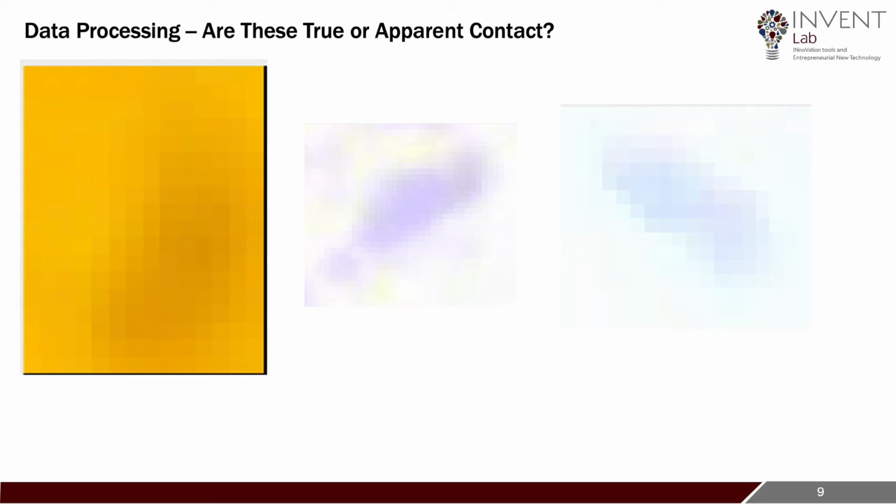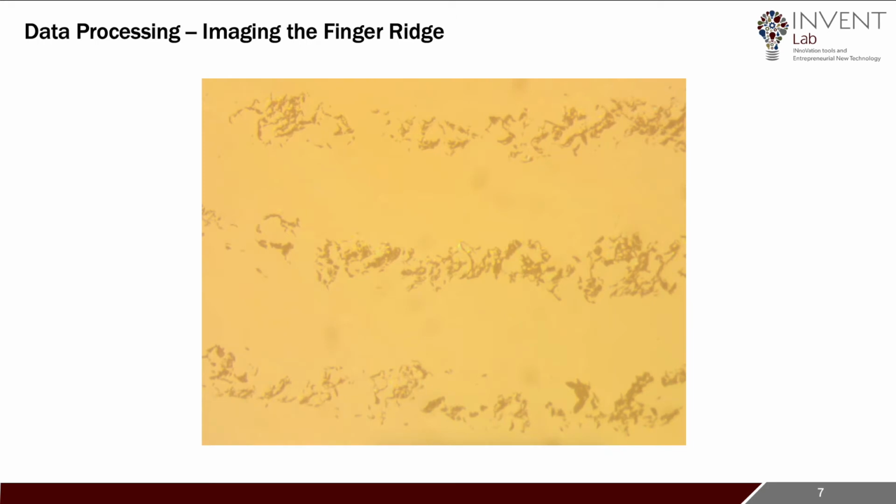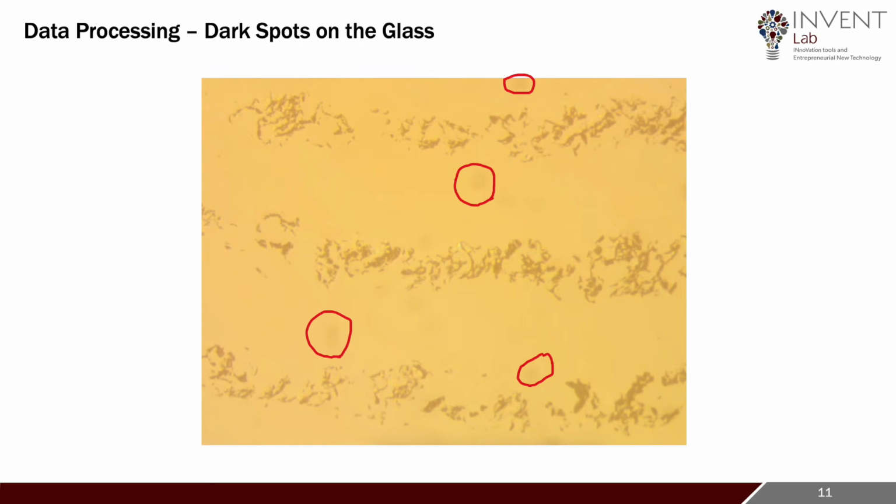This is where machine learning comes in. It would be very difficult to manually program all of the patterns that code for true or apparent contact. So what we do instead is give a computer a ton of examples with labels and have the computer figure out and learn the patterns on its own. In order to do that, though, first we need to do a little bit of data processing to get the data into a point where we can put it into the machine learning algorithm. The first thing that we do is remove the background because there are these dark spots on the glass that can interfere with our measurements and lots of other stuff.